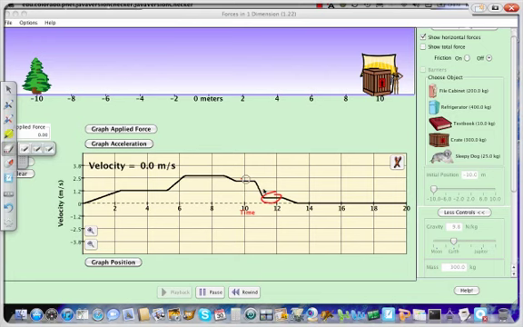Well, I've said the word acceleration. Maybe it's worth it if we just plotted the acceleration separately.